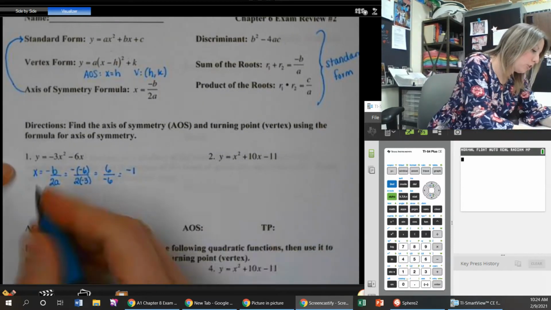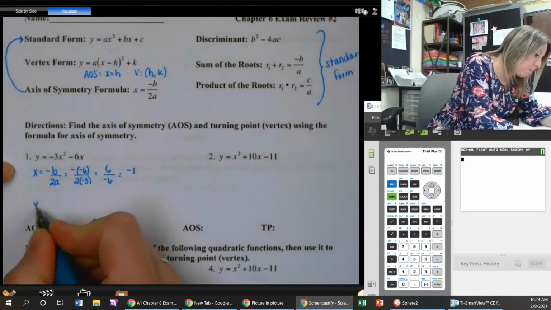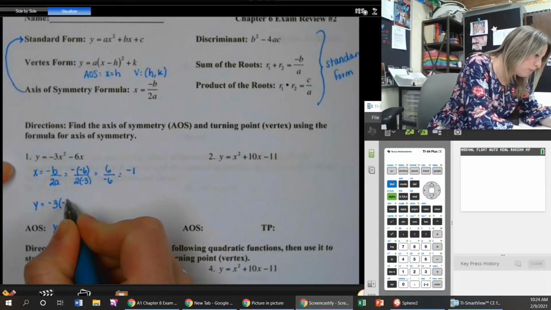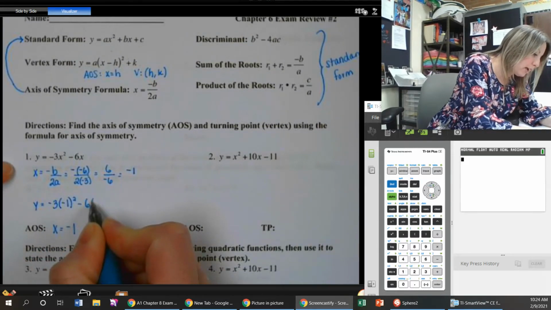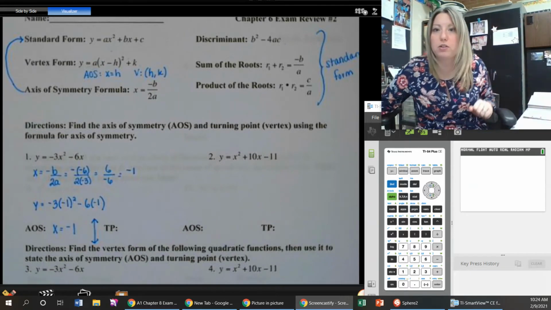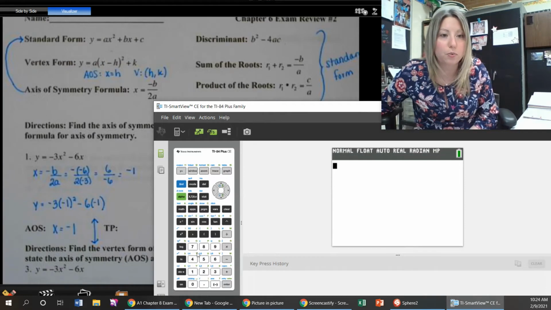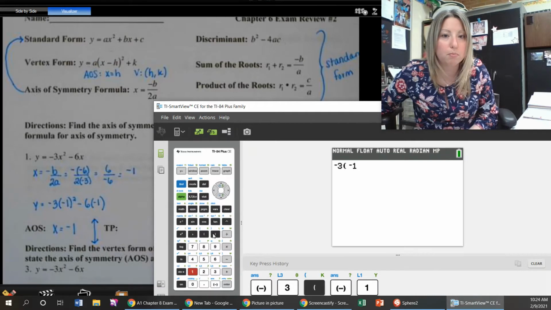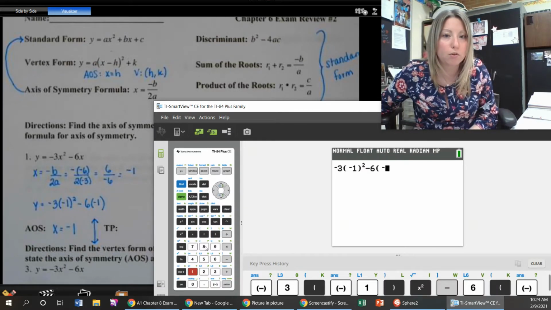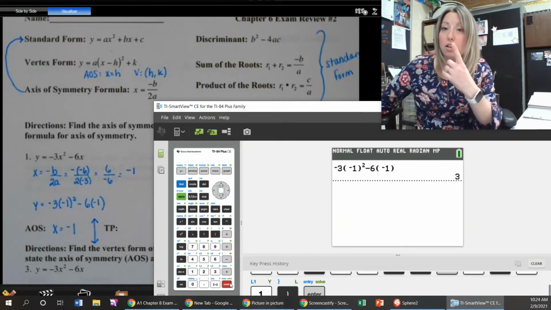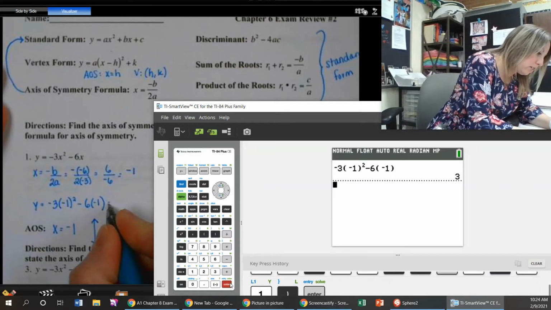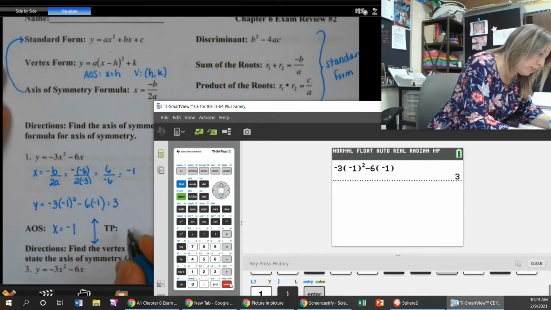Turning point. So just take that x value you just found, sub it back in so you can find the matching y. So you sub it back in for x, and I just keep this simple and do it on my graphing calculator. I really don't need to go any further with that, right? So negative 3 times negative 1 in parentheses squared minus 6 times negative 1, and we get 3. So that means our matching y value is 3 for the x value of negative 1.